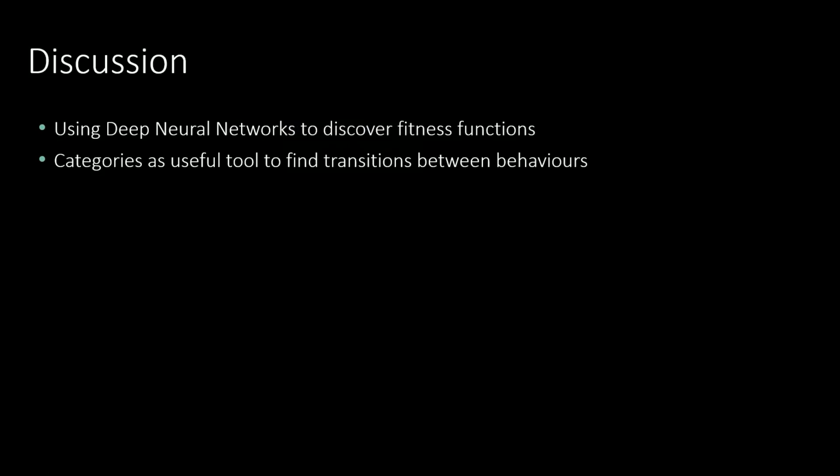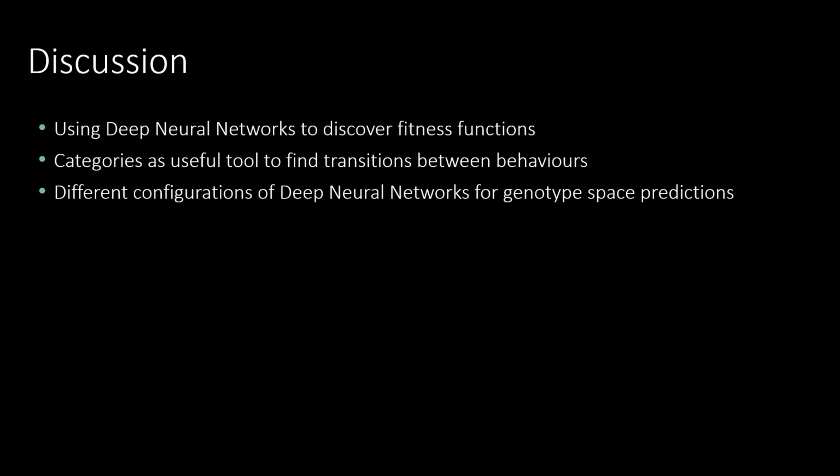Creating categories for individuals can be seen as particularly important when trying to find transitions between behaviours, as they allow the concept of a transition zone to be naturally defined, such as places in the genotype space where two different categories have similar probability values from a predictor. There is a lot of scope for trying out different configurations of deep neural networks for genotype space predictions. The choice of a network in this study, with two fully connected hidden layers with 200 and 100 neurons, was simply based on the default values suggested in the FastAI documentation of their tabular model. A hyperparameter search would likely reveal even better results.